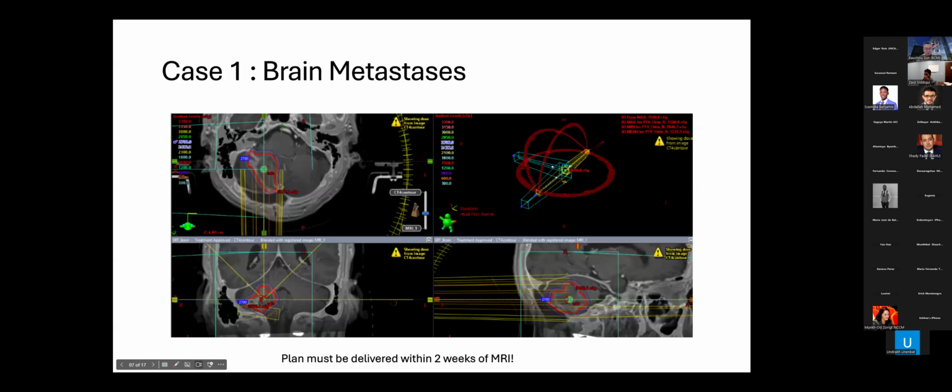So we can look at some of these plans in the treatment planning system, either after each case or maybe afterwards if we have time. But this is sort of the general concept.